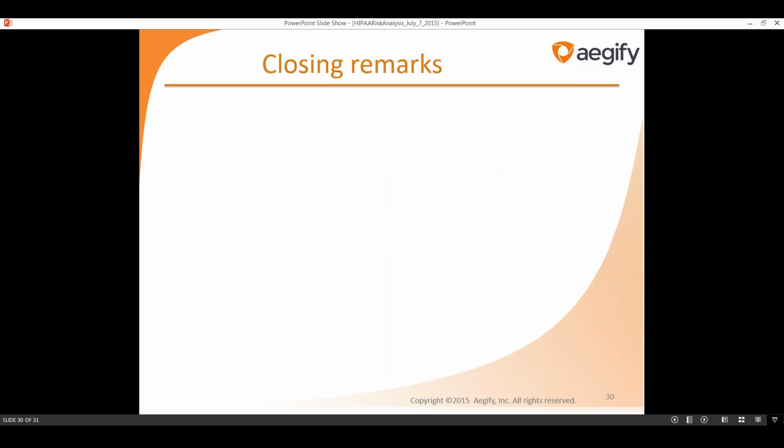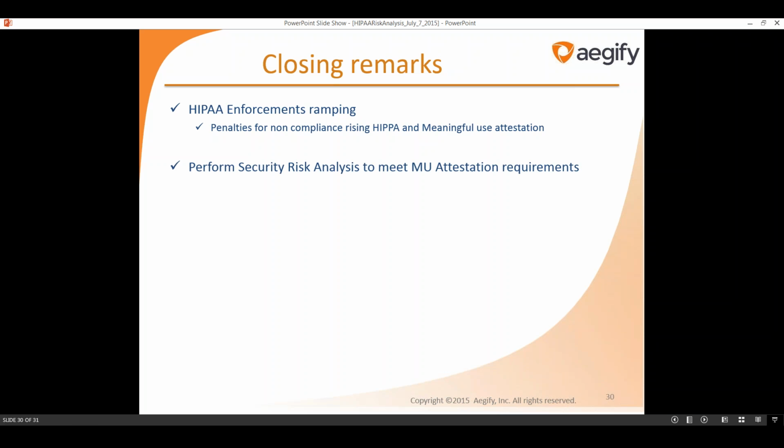So given the background of the tool, my closing remarks are that HIPAA enforcements are ramping up. As I said, 5% of organizations will be randomly selected by HHS and OCR to be audited. This is also required for meaningful use attestation, and risk analysis is an integral part of doing MU attestation.